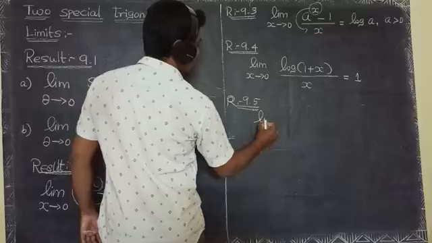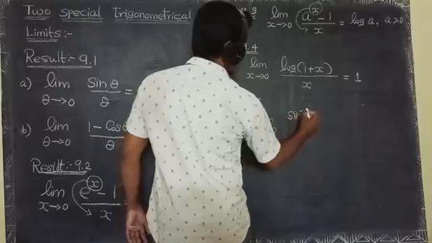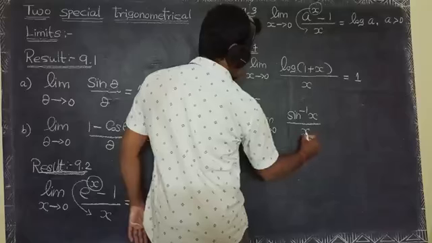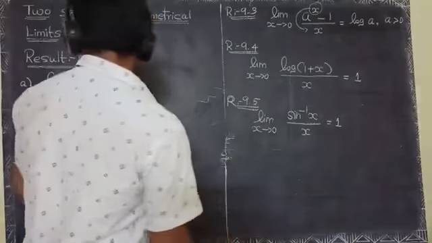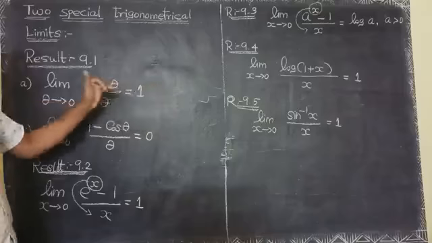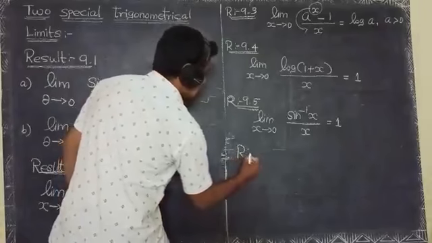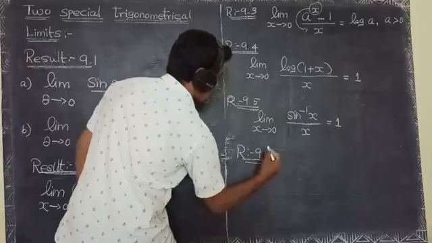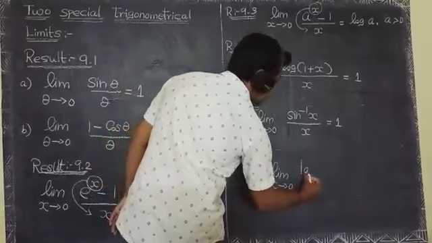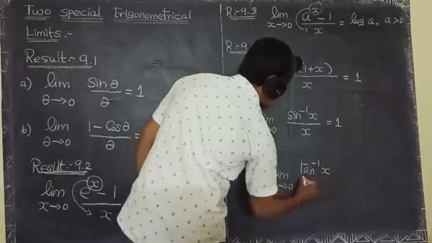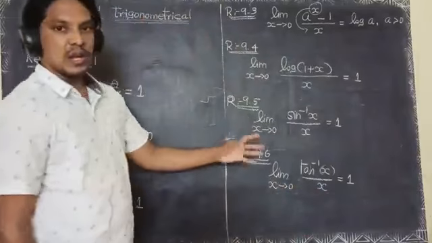Inverse function: limit x approaches 0 of sin inverse x divided by x is equal to 1. Similar to the trigonometry functions, these are inverse trigonometrical functions. Result 9.6: limit x approaches 0 of tan inverse of x divided by x is equal to 1.